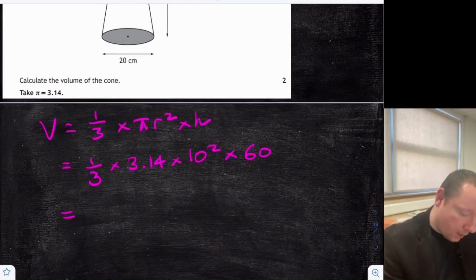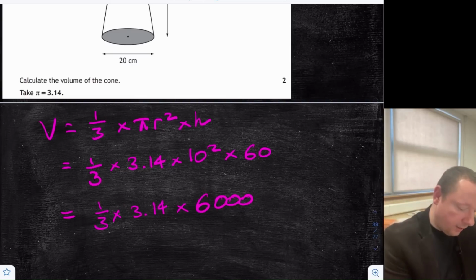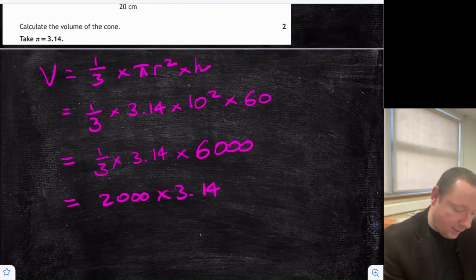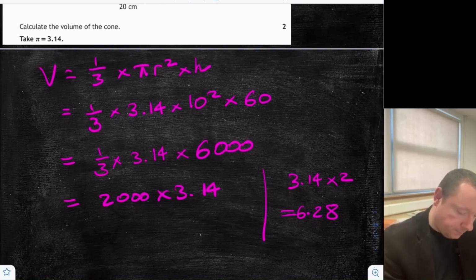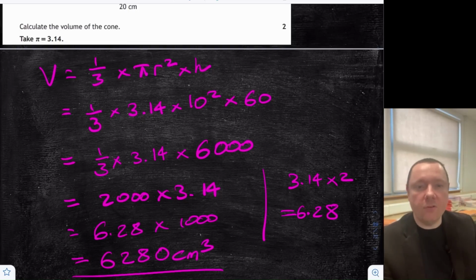So doing the work, I've got 1/3 times 3.14 times, well, 10 times 10 is 100. So I've got 100 times 60, that's 6,000. So then I'll do 1/3 of 6,000. Well, 3 goes into 6 twice, so that gives me 2,000. So I've got 2,000 times 3.14. So at the side, I can do 3.14 times 2, double in a number, 8, we get 2, we get 6. So we get 6.28. So that gives me 6.28 times 1,000. That's 6280 centimetres cubed. For our final mark.